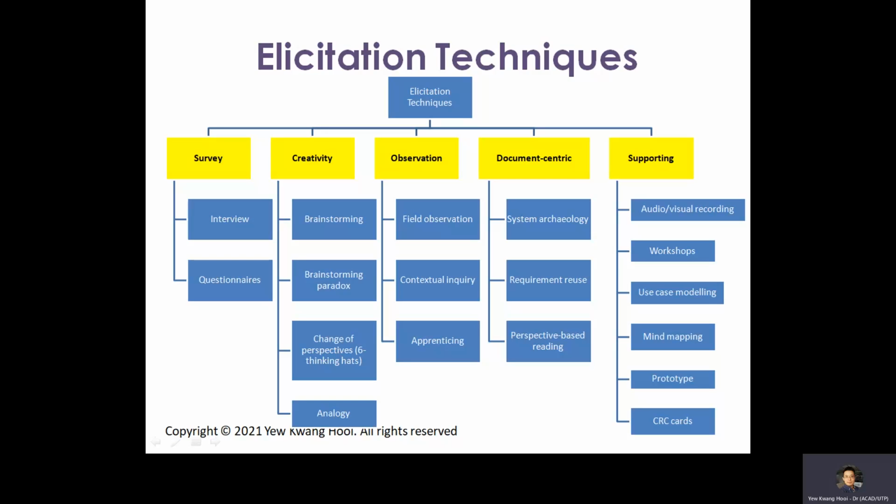And then other approaches are such as observation, whereby you don't need to say it out, you just be there and observe how things are done. Sometimes observation is a good way of getting a lot of information that you cannot get from listening. Or maybe you can use observation to confirm what you have discovered through survey or creativity techniques.